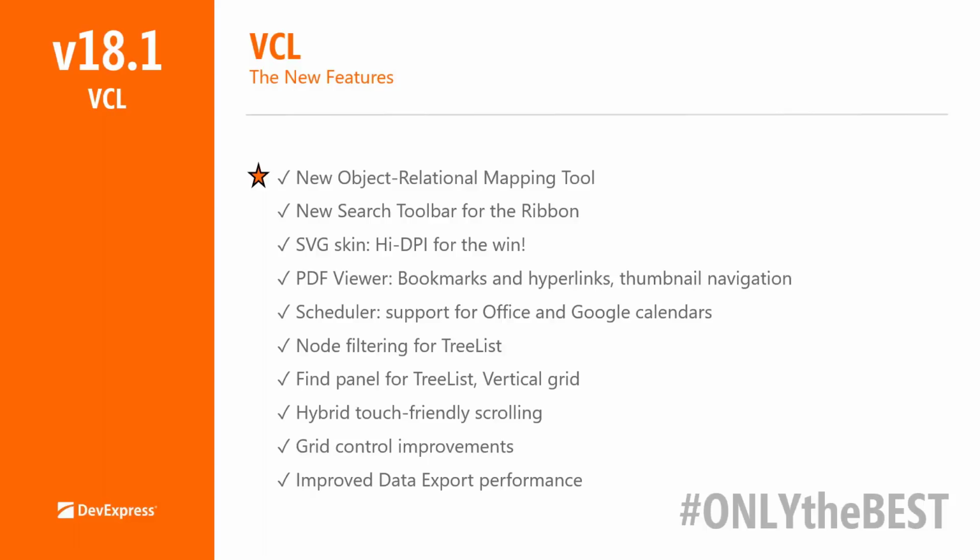Ribbon control gains a new search bar. The toolbar allows the user to rapidly find a command in the ribbon. And next is, I have to say, I've said it before, one of my pet enthusiasms. We have a new skin. Our Bezier Skin has been implemented for VCL.